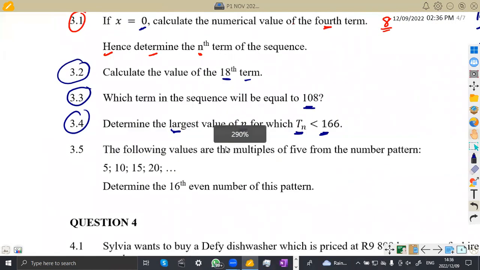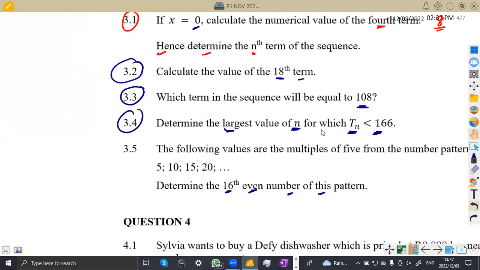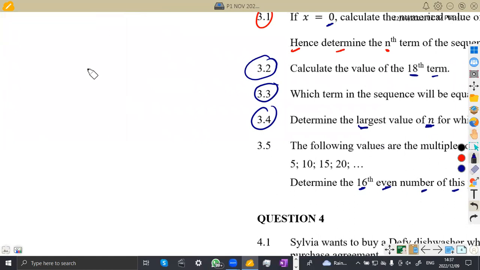All right, the following values are multiples of 5 from the pattern 5, 10, 15, 20, and so forth. Determine the 16th even term of this pattern. We are dealing with even numbers. So actually, if you have got a question like this, you can take advantage of that Tn part that I talked about. But this time, your Tn is going to be focused on even terms. So the first even number that we have here is 10. Second one followed by 20. So it's 10, 20, and so on and so on. These are the even terms.